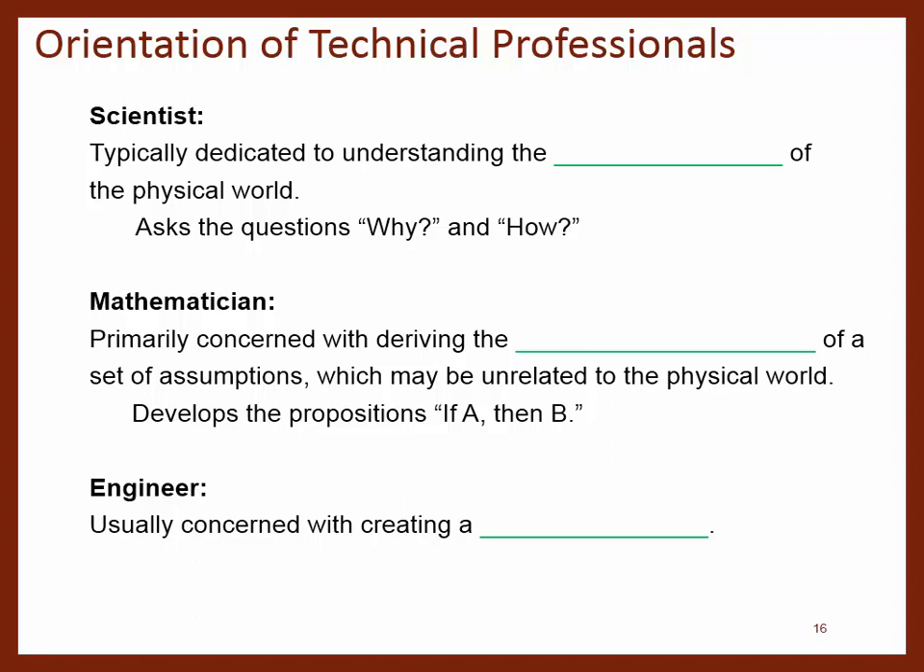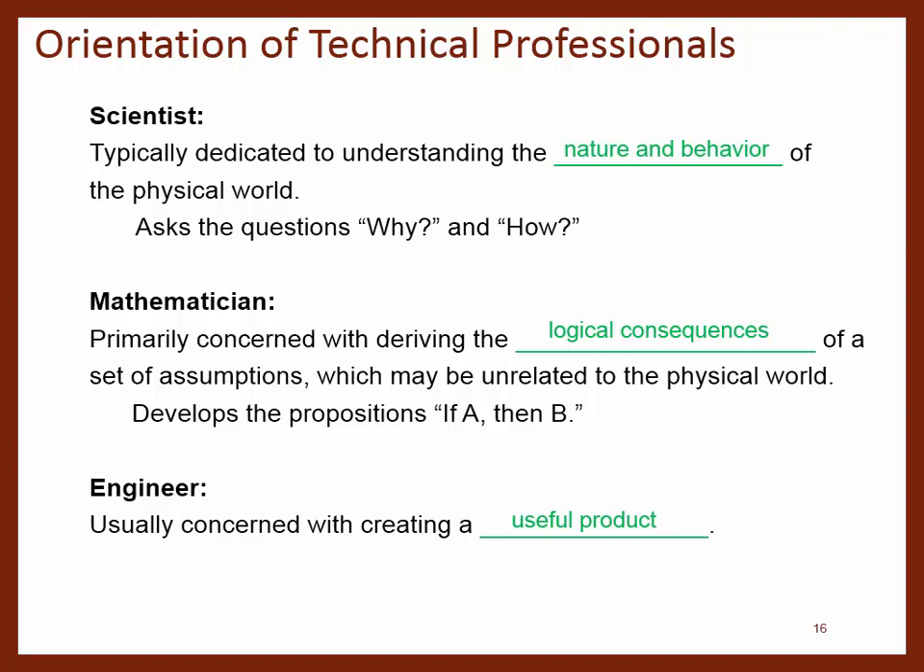Scientists are typically dedicated to understanding the nature and behavior of the physical world, and they ask questions such as why and how. Mathematicians are primarily concerned with deriving the logical consequences of a set of assumptions which are unrelated to the physical world. For example, if A happens, then B something. Engineers are usually concerned with creating a useful product.